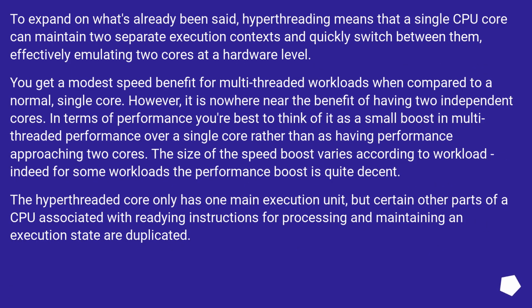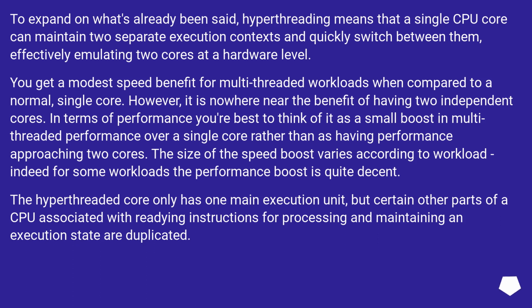To expand on what's already been said, hyperthreading means that a single CPU core can maintain two separate execution contexts and quickly switch between them, effectively emulating two cores at a hardware level. You get a modest speed benefit for multi-threaded workloads when compared to a normal, single core. However, it is nowhere near the benefit of having two independent cores. In terms of performance, you're best to think of it as a small boost in multi-threaded performance over a single core rather than as having performance approaching two cores. The size of the speed boost varies according to workload. Indeed, for some workloads the performance boost is quite decent.